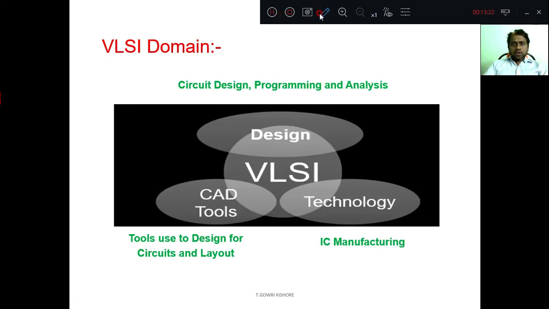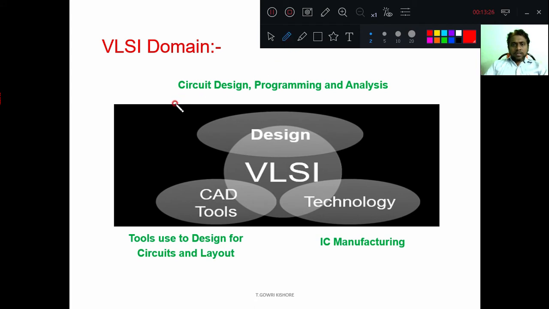And here we are going to talk about the domain of VLSI. The domain of VLSI is split into three different modes. One is design, another is CAD, and another is technology. In design, first we should know what we need to do. We should have a particular idea. After that we need to design the circuit for that idea, write the program for the circuit diagram, and analyze it. That is done by the designer. After that it moves to the CAD tool.